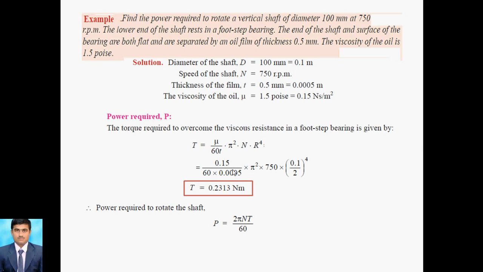Now we go for power required. So P is equal to 2 pi N T by 60. Then put the values over here, and then we will get the value for the power in terms of watts. So this value gives the power required to rotate the shaft.